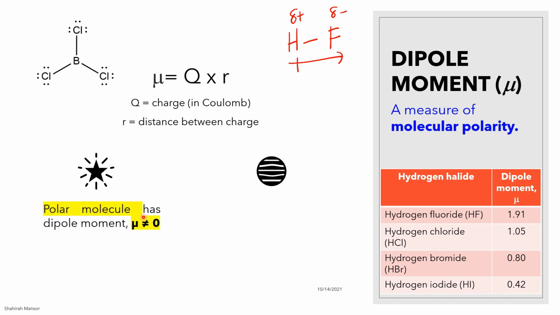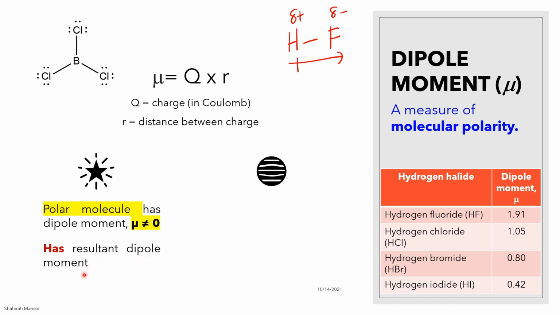So in your level, value of mu yang kita akan kaji hanyalah dua value sahaja. Yang pertama, mu not equals to 0. So apabila mu not equals to 0, maka that molecule will be polar molecule. So oleh itu kita akan katakan bahawa that molecule has resultant dipole moment. Kenapa has resultant dipole moment? Kerana nilai mu-nya tak sama dengan kosong. So dia ada nilai resultant dipole moment.